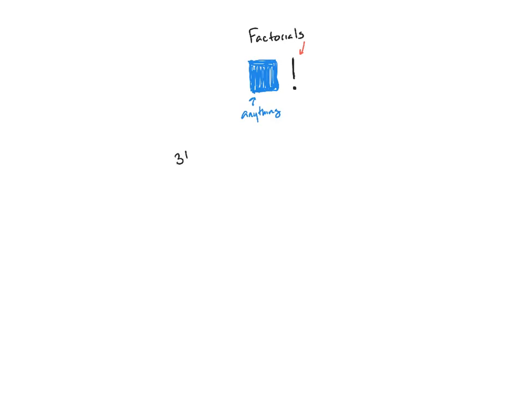We might want to say 3 factorial, or maybe 2 factorial. We might even want to take 20 factorial. So that little exclamation point there means factorial. It's also important that we understand exactly what it means to take a factorial. That is, what does that do? And so in order to understand that, let's go ahead and take 3 factorial.